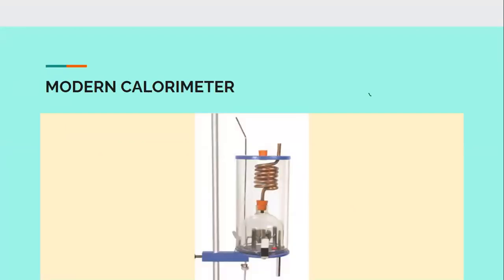We can use a modern calorimeter. So you can see this is the modern calorimeter. It's a very closed container. The base of the container is heat proof. So there is less heat loss in the surrounding. This is the heat proof base. So there is minimum heat loss in the surrounding.